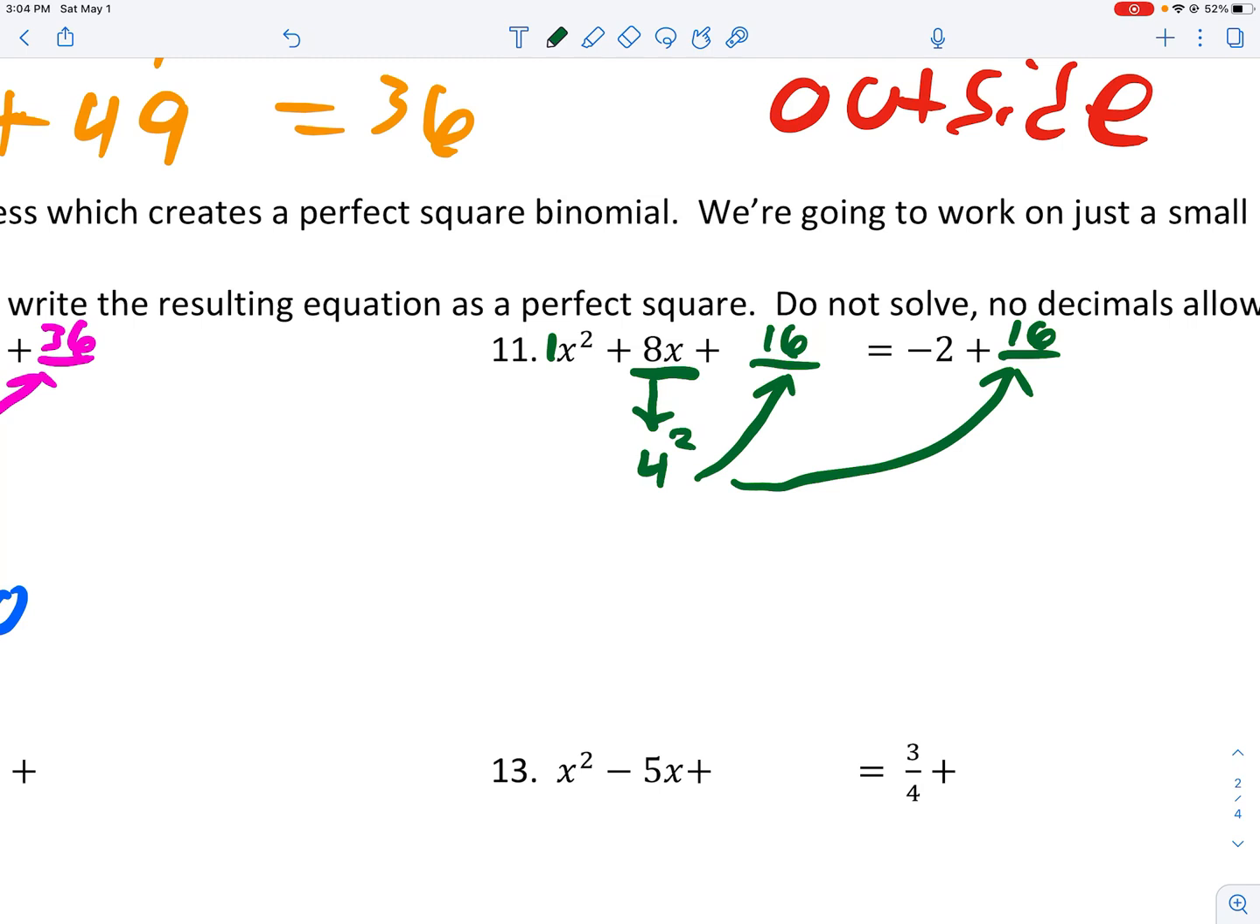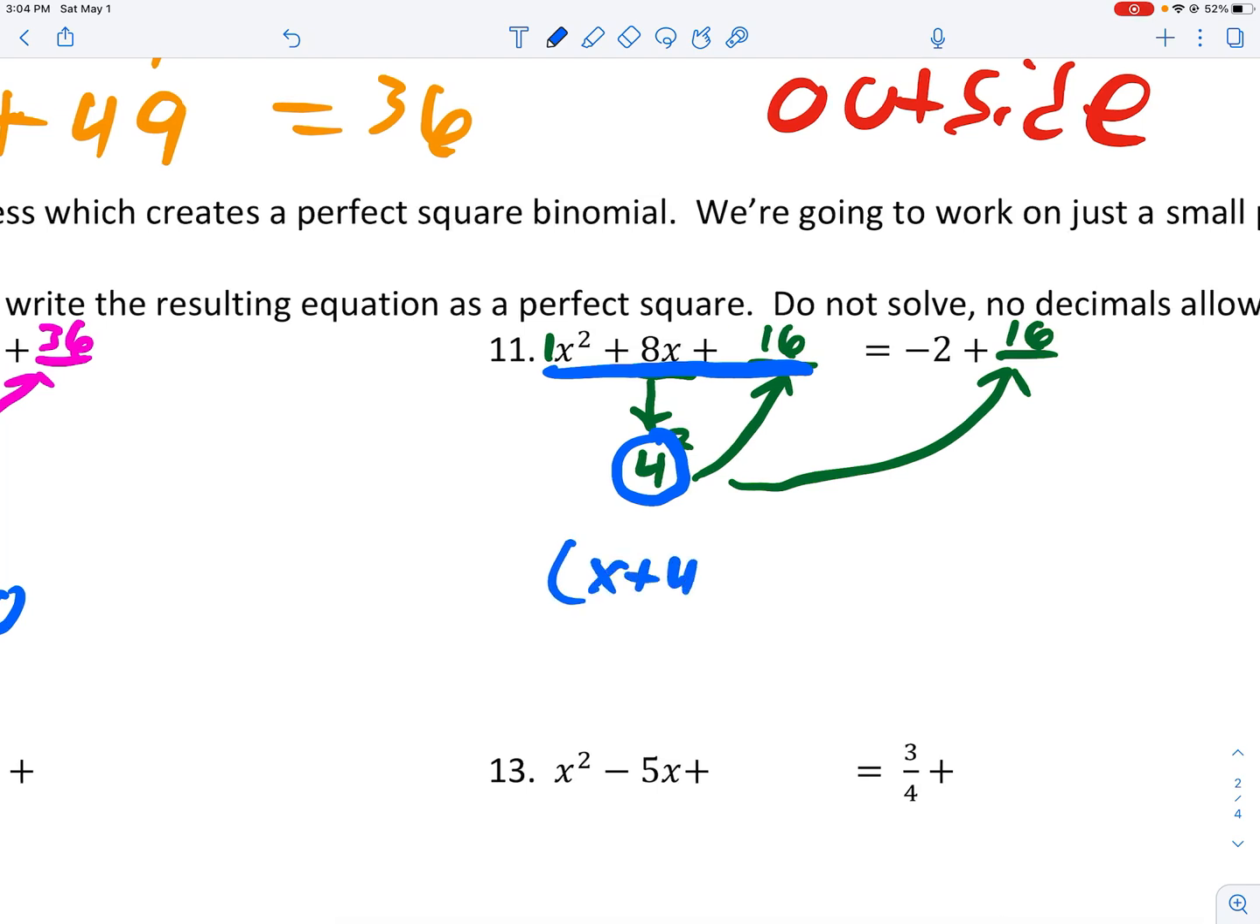Now, again, you could sit here and try to figure out what this trinomial factors to. But I already know. The answer is right there. It's x plus 4 squared. If that was a negative 4, it'd be x minus 4. If it was a 10, it'd be x plus 10. When you divide the b term by 2, that will tell you what it factors to. That's one of the nice things about completing the square. And then on the right side, negative 2 plus 16 is 14.